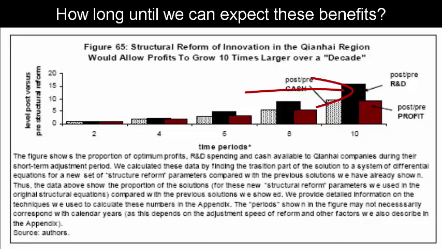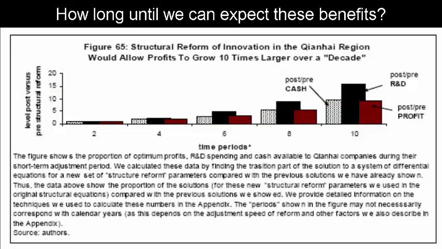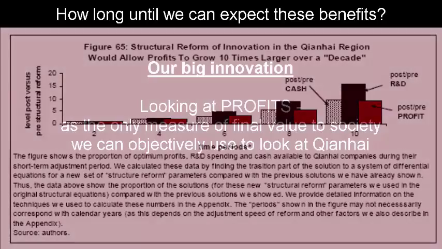We see that these changes reverberate strongly into the future, making Qianhai's prospects as an international financial center the largest in this 10-period horizon. We see that profits in the region would increase by roughly a factor of 10, assuming Qianhai adopts the strongest form of the regulatory reforms we propose. Yet we see that these reforms would make Qianhai a veritable center for research and development.